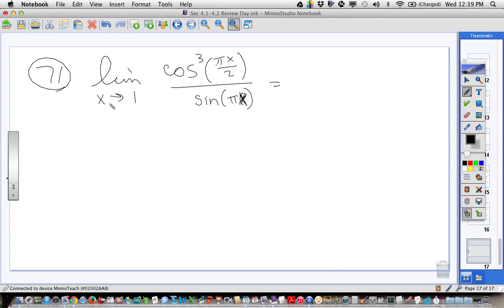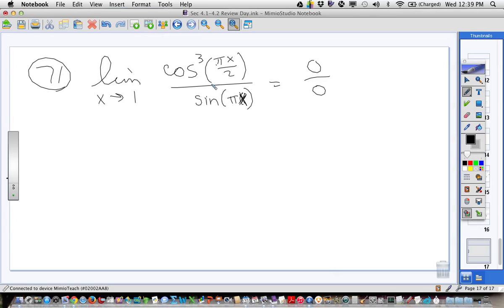All right. So we put in a 1, so that would be cosine of pi halves, which is 0, right? Cosine of pi halves is 0, cubed is 0, and then put in a 1 for x here, we get sine of pi, which is also 0. So we get 0 over 0. So we have to do, don't have to, but that's probably the only thing that's going to work here, L'Hopital's rule, right?